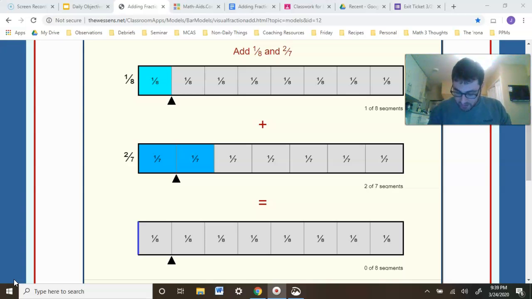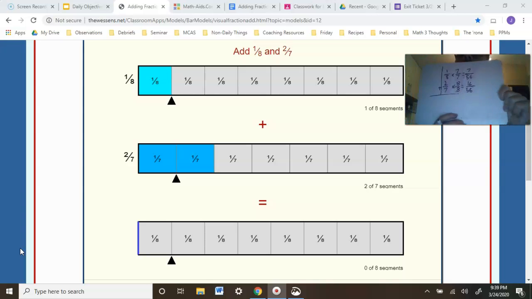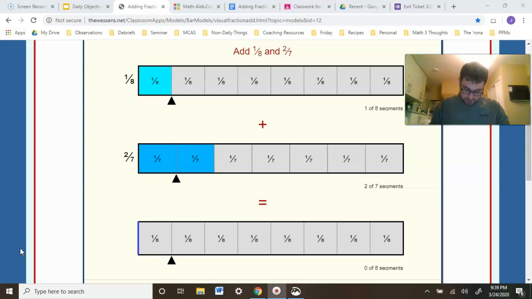Excellent. And now I'm going to fill that out. I'm going to use my multiplication chart if that's what I need. So tú puedes usar la tabla de multiplicación. And then we have 16. Excellent. So we have 7/56 plus 16/56. And we get 23/56.